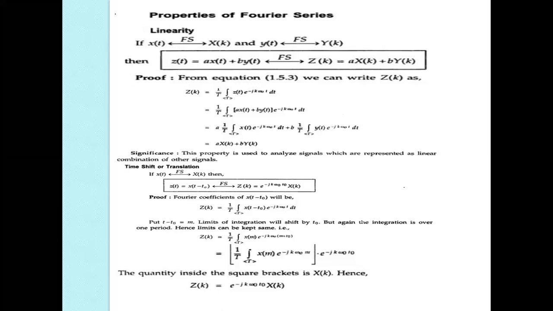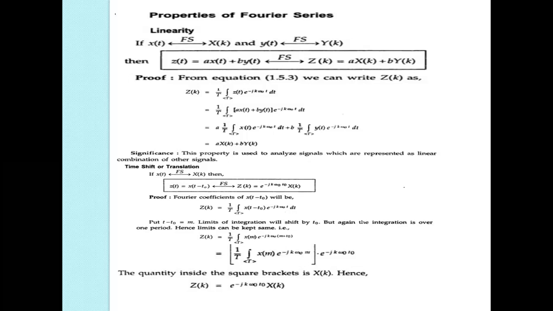See the first property. We already know the Fourier series is used to analyze periodic signals, and the Fourier series is classified into three types. One is the trigonometric Fourier series, the second one is the compact trigonometric Fourier series, and the third one is the exponential Fourier series.